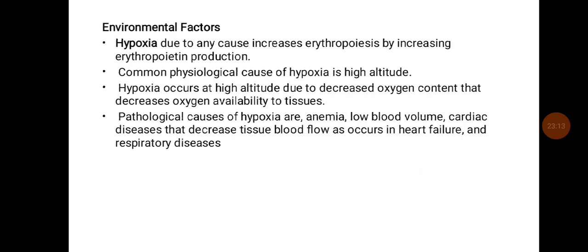Other environmental factors like hypoxia, due to any cause, increase erythropoiesis by increasing erythropoietin production. The common physiological cause for hypoxia is high altitude. Hypoxia occurs at high altitude due to the decreased oxygen content that decreases the oxygen availability to the tissues. Pathological causes of hypoxia are anemia, low blood volume, cardiac diseases that decrease the tissue blood flow as it occurs in heart failure, and respiratory diseases.